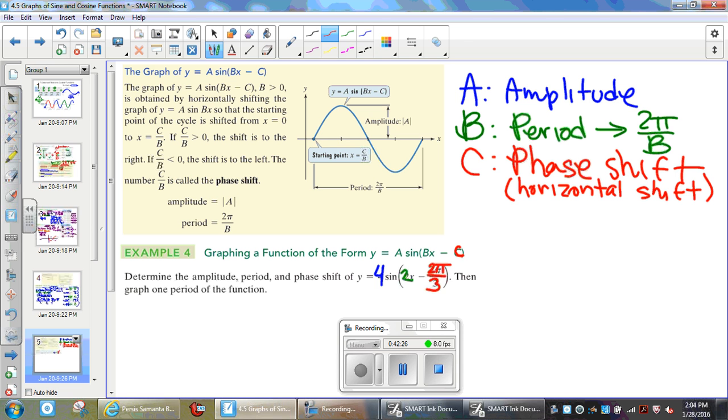And then there's one more letter. What letter do you guys think we'll use? Plus D. What do you guys think D will do? Yes. The vertical shift. This problem doesn't have one, but the one after will.